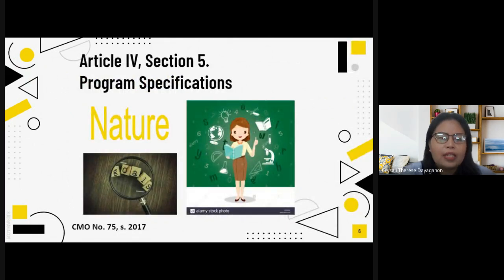Article 4 talks about the program specifications. Now, we have to talk about these three major components: the nature of the field of study, the degree or program goals, and the last one is the specific professions or careers or occupations for the graduate.